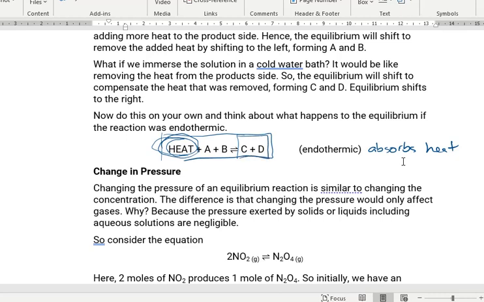Okay? Now, what if we do it the other way? We immerse this in a cold water bath. So if we immerse this in a cold water bath, it's like we're removing heat. So we have to produce heat again by shifting the equilibrium back to form more of the reactants. Okay? I hope that's clear before we proceed to the change in pressure.